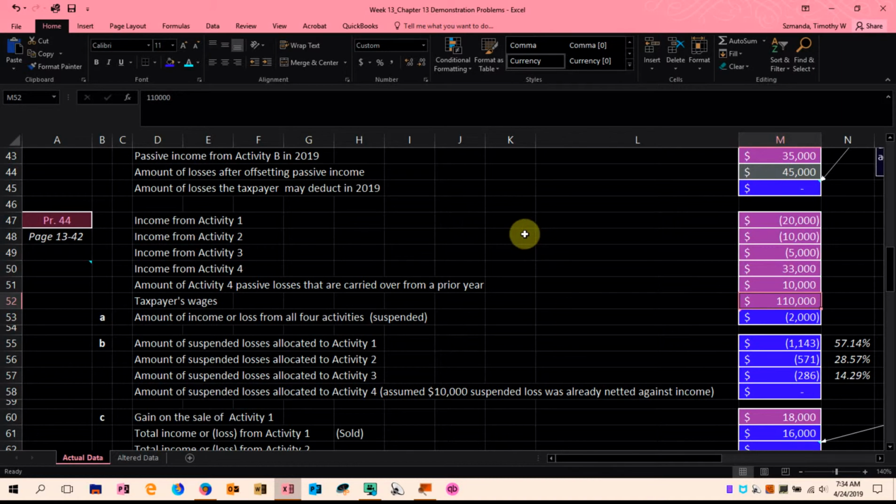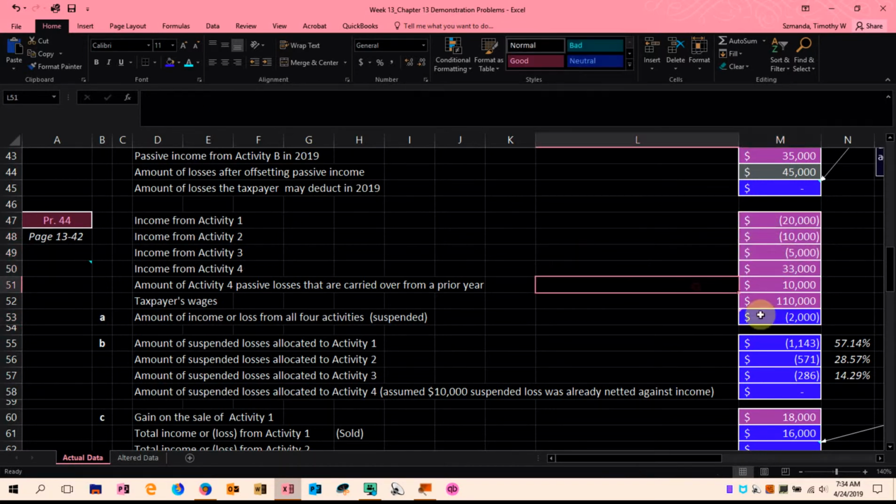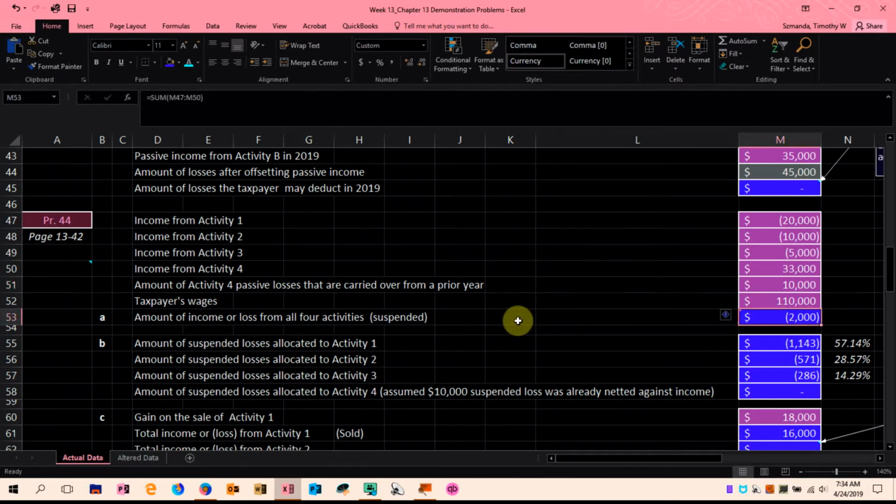So Part A asks, how much of income or loss does Robert have from the 4 activities? So in Part A, I'm just going to add together the $20,000, $10,000, and $5,000 losses, to the $33,000 of gain. So if you add these together, you have a net loss of $2,000. And so that's the amount of loss that's suspended. That can't be used in the current year.